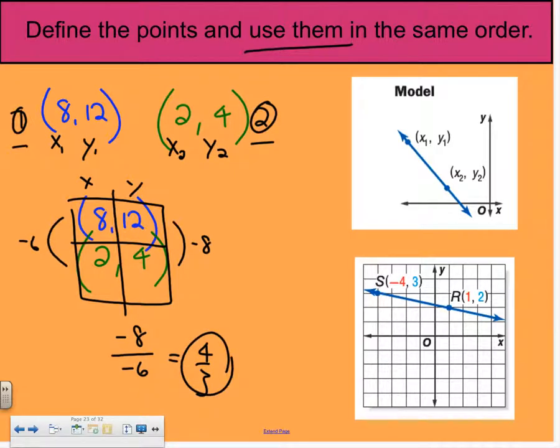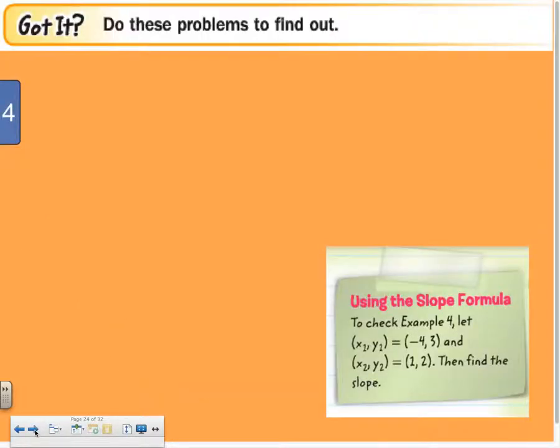I personally think that's a lot quicker, and I think you're already using a skill that you've developed. So sometimes just taking 2 points, turning them into a table, and finding the change in y over the change in x is the quickest, easiest way to find the slope. Any questions? All right. Let's take a look at this last problem before we go on. It's one more example. Find the slope of the line that passes through these 2 points.